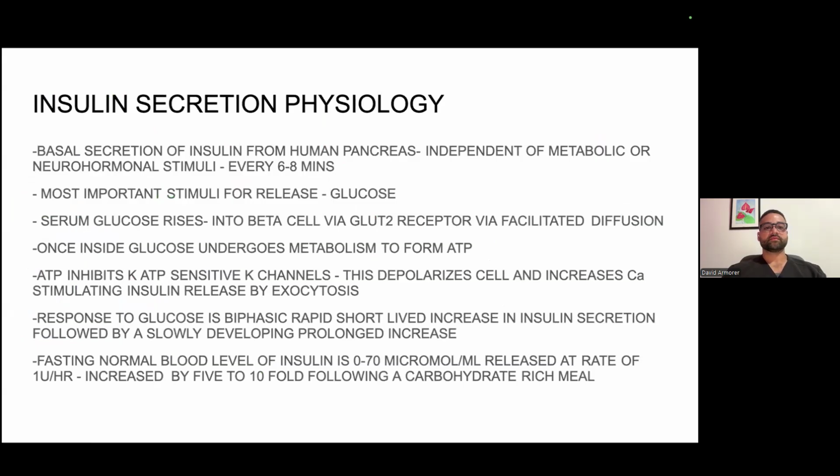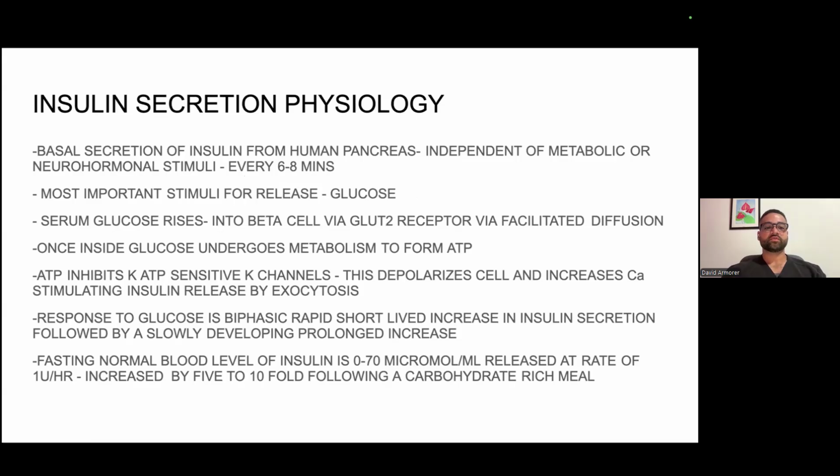So in terms of the physiology of insulin secretion, the insulin secretion from the human pancreas is dependent on metabolic and neurohormonal stimuli. Without any metabolic or neurohormonal stimuli, it occurs independently every 6 to 8 minutes. And the most important stimulus for active release would be glucose.